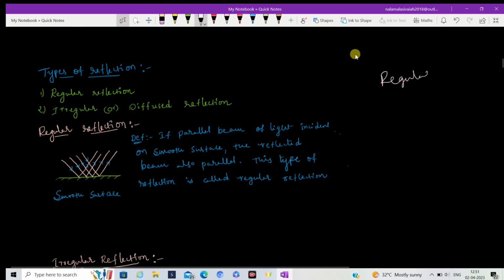Another one is irregular reflection. So what is a regular reflection and irregular reflection? First one is regular reflection. If you take this as a plane surface, that is nothing but a smooth surface.